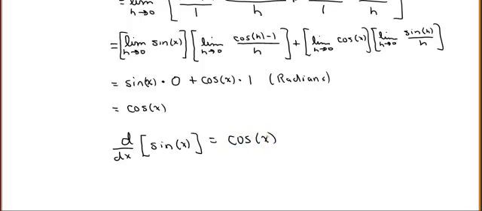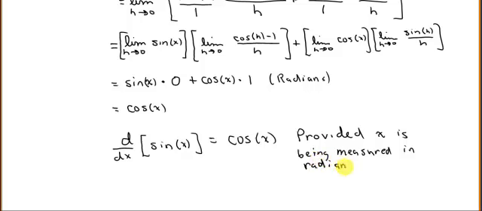And notice we used the fact that we're measuring angles in radians here. So we have to remember that this formula works provided x is being measured in radians. And there we have the formula for the derivative of sine.